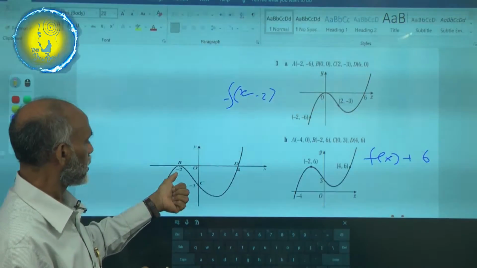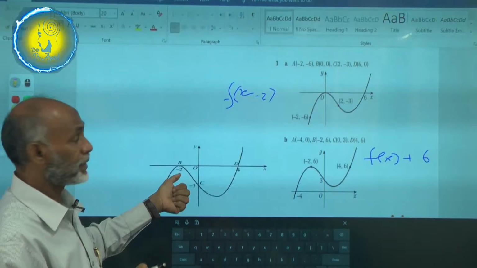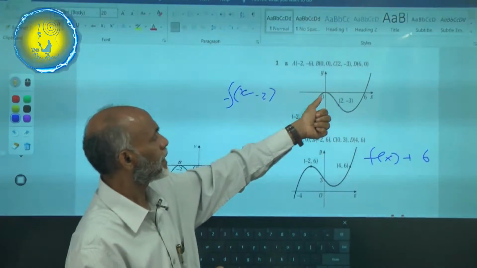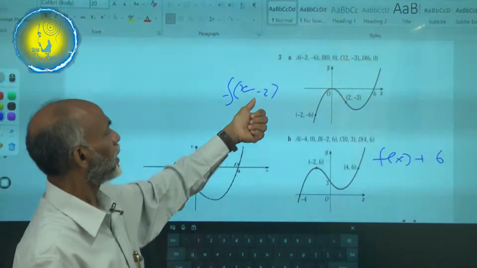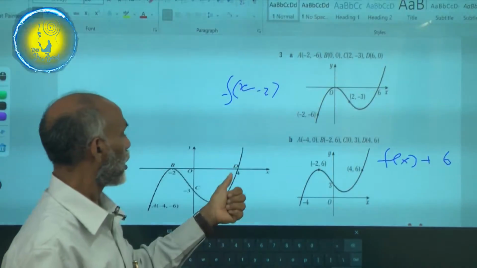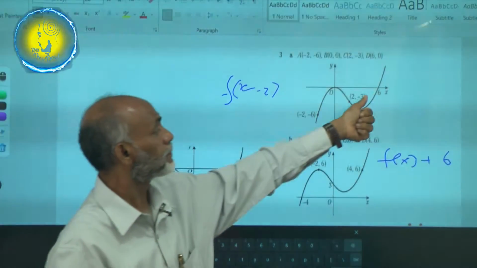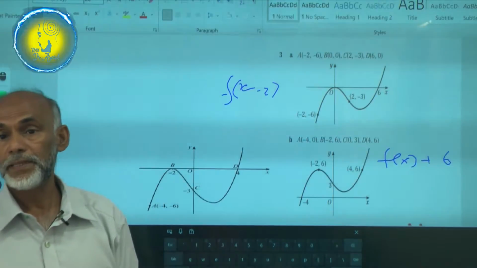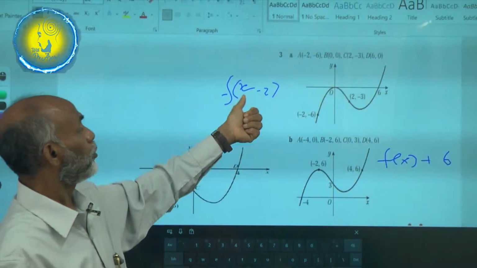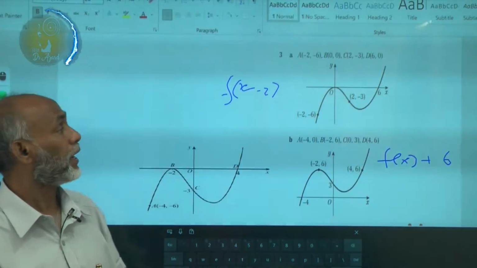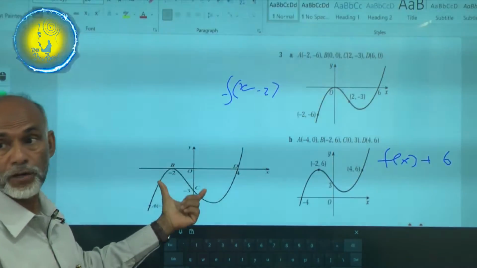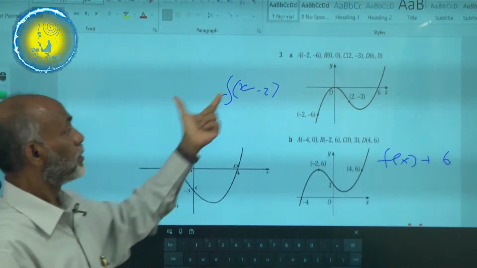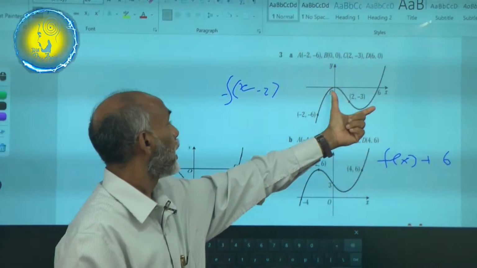Here the touching point, the maximum point, is minus 2. The minus 2 has changed to the origin. That means this minus 2 is shifted. Accordingly, this 4 has become 6. That means you have added 2 units in the case of A. In the case of A, you are transforming the original curve to x minus 2.